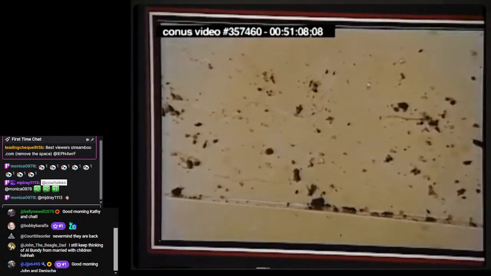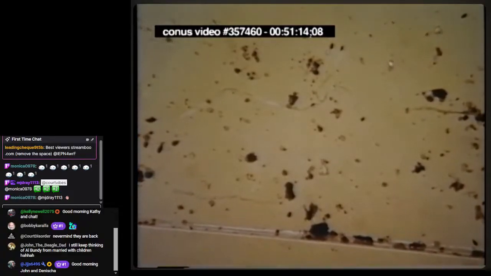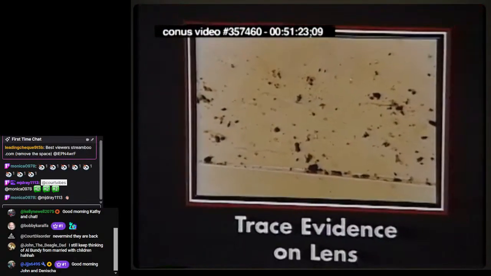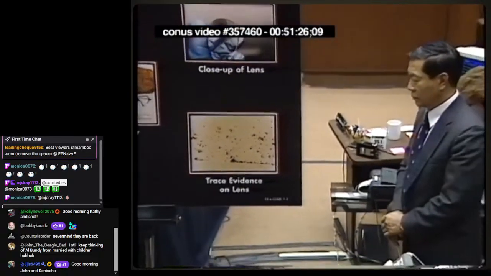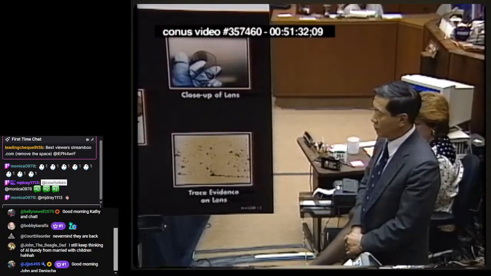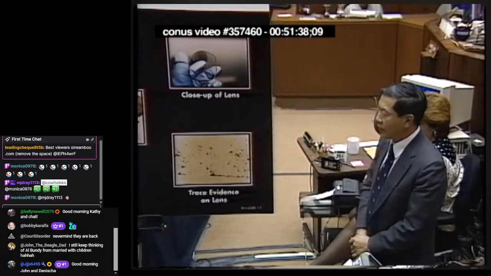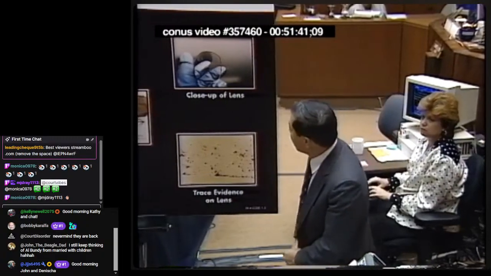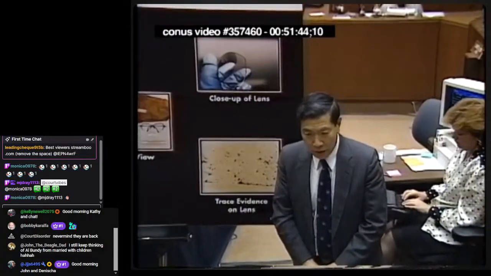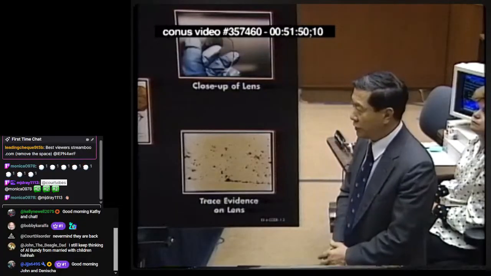Now, Dr. Lee, does the smearing you saw on this lens, is that consistent with someone touching the lens of the glasses? Calls for speculation. Sustained. Based on the pattern that you see on the lens, can you describe the mechanism that would be consistent with creating that pattern? Yes. What is it? At one point in time, a small amount of blood-like substance had contact with this portion of the lens, causing a transfer.